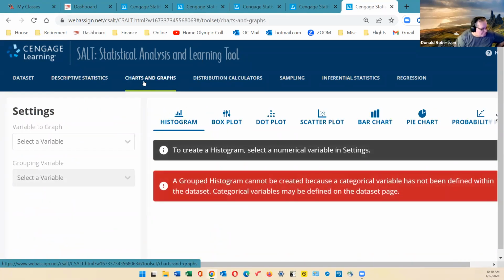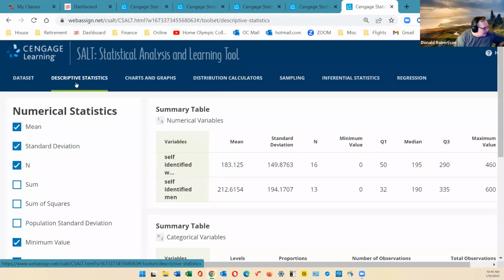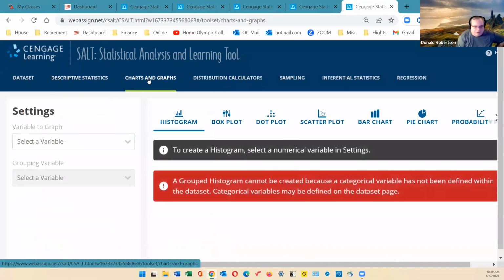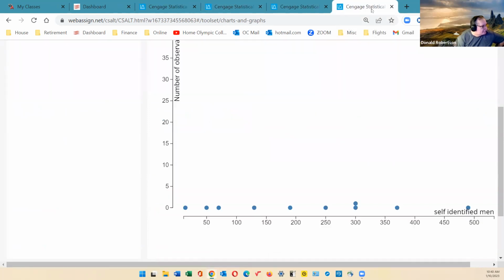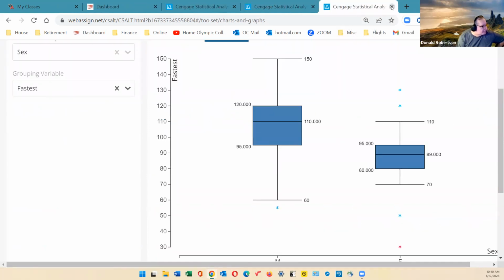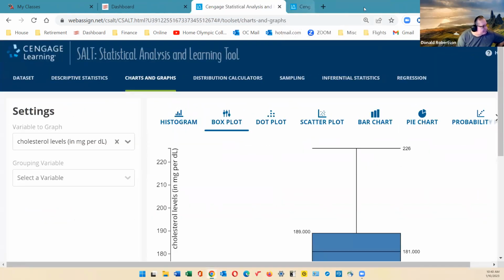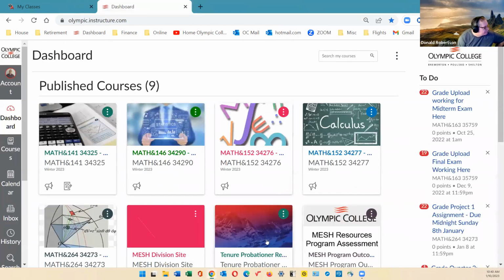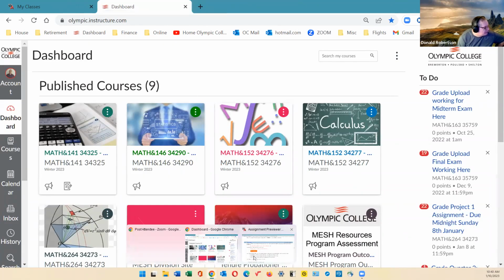If you're looking for drawing pictures, charts, diagrams, use that one. So that's where you get the numbers from. That's where you get the pictures from, right? And I'm going to close a lot of these windows off because I've got so many open now. And there we go.